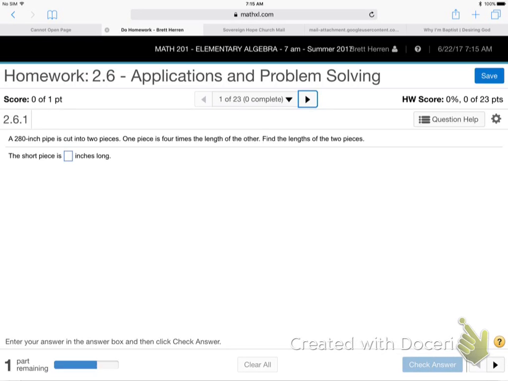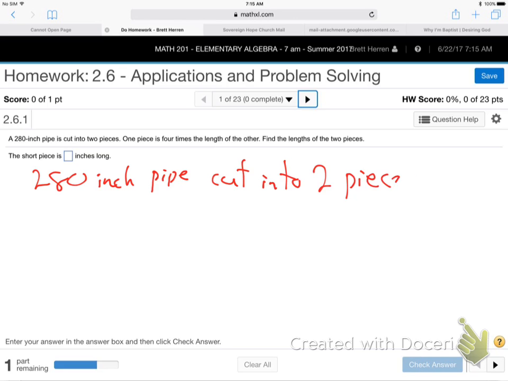So, 280-inch pipe. You want me to write that a little bigger? 280-inch pipe cut into two pieces. That's all we need. Basically, how long is each of the pieces? So, 280-inch pipe cut into two pieces. Find out how long each of the two pieces is. So how do we do that?